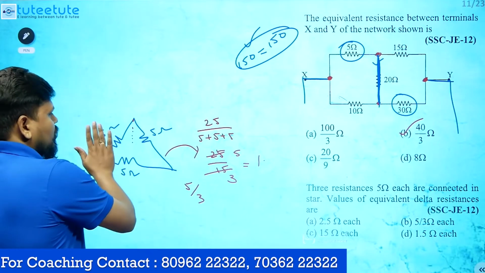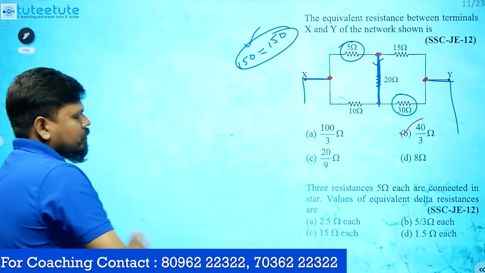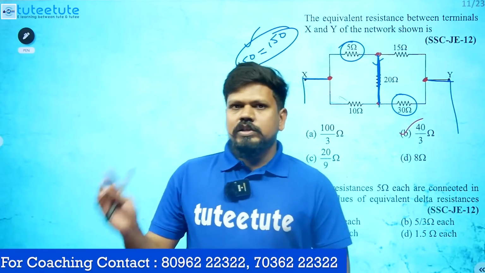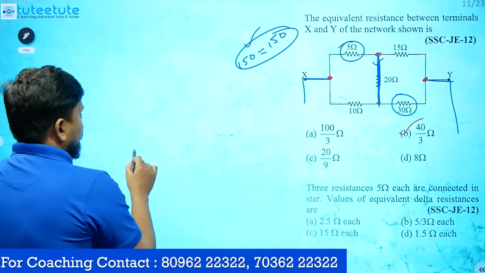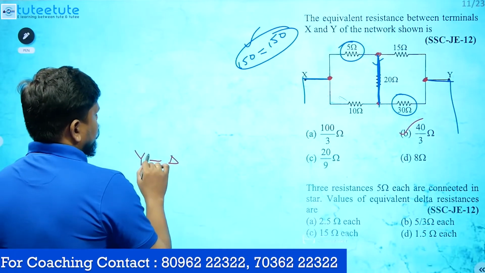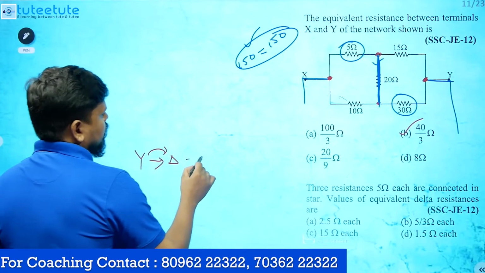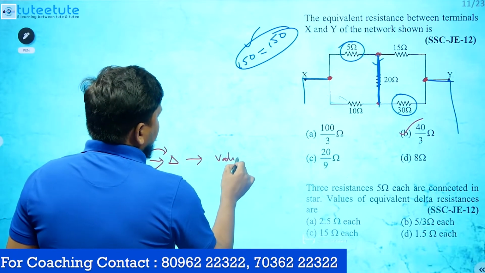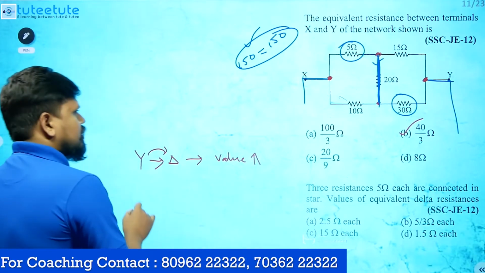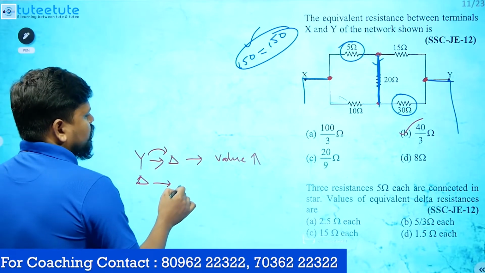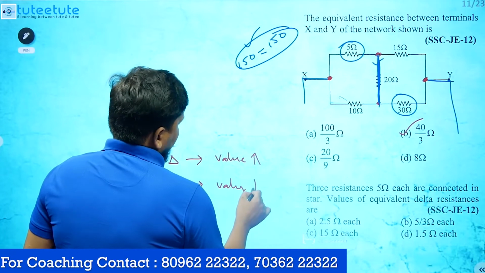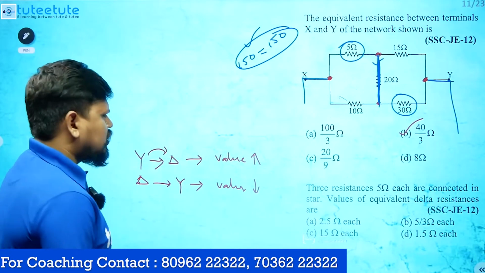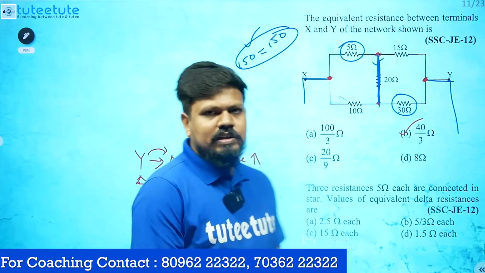Now remember some things. Whenever you are converting star to delta, the values will increase definitely. If you are transforming a star connection to a delta connection, then higher values will come. Whenever we convert delta to star, all the values will decrease definitely. You can check once and you will understand.